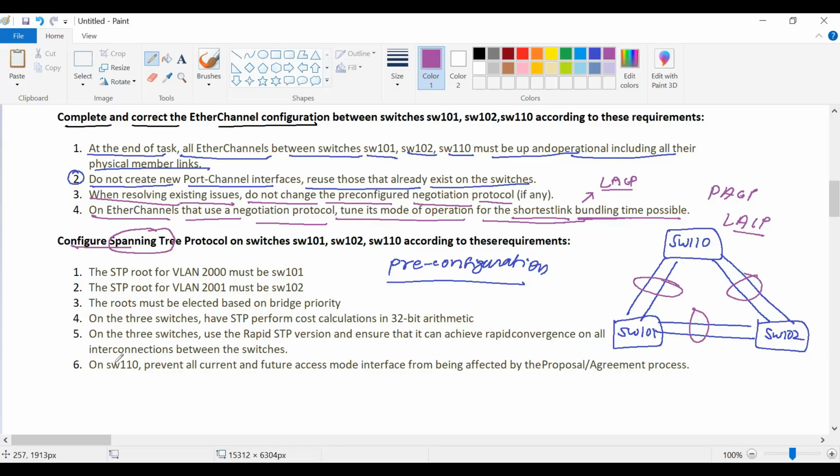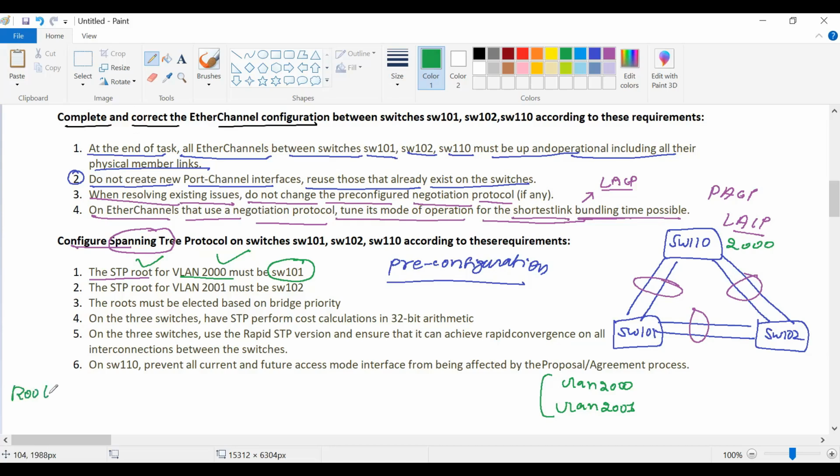Then spanning tree protocol. You have to run STP, and now you have two VLANs here, VLAN 2000 and VLAN 2001. For VLAN 2000, you have to manipulate the root bridge election. What it is asking is that switch 101 must be the STP root bridge.